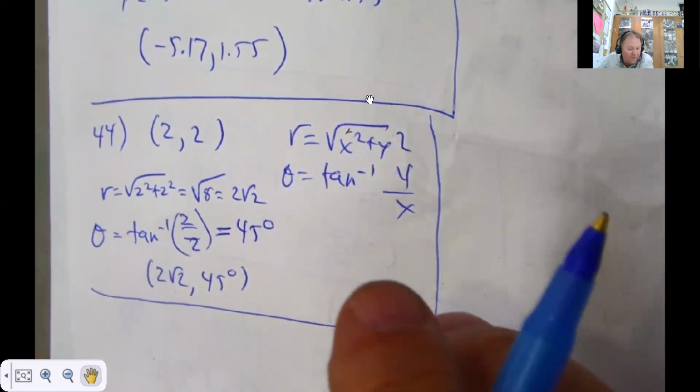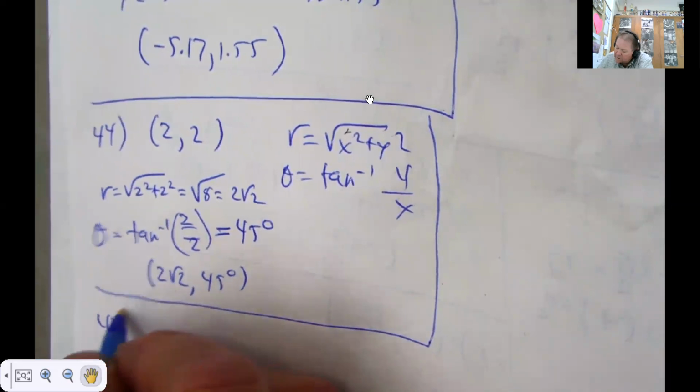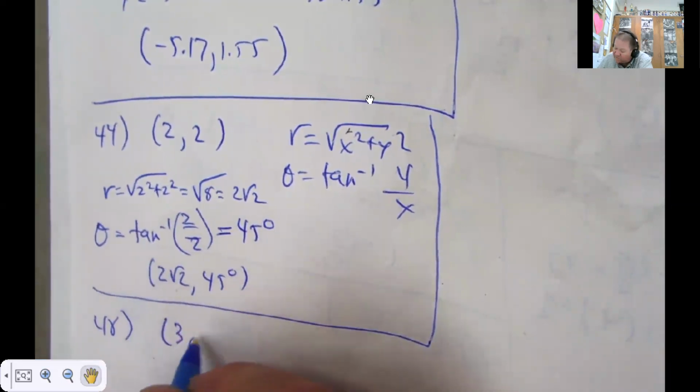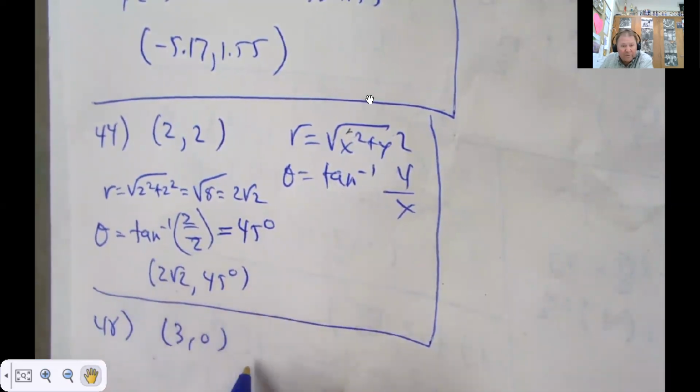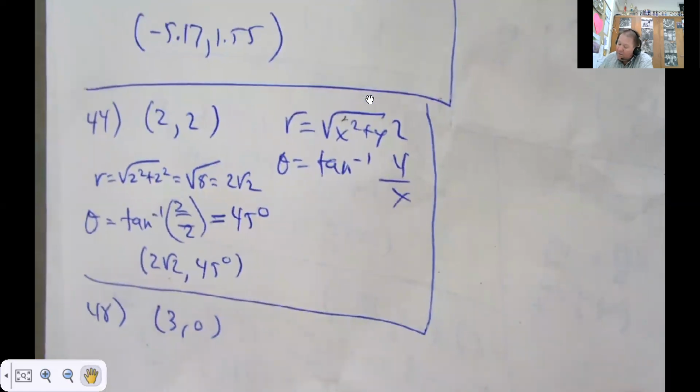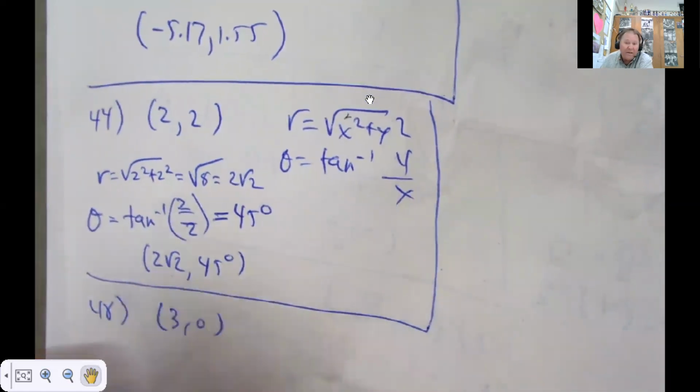That'd be fine. 48. And I want to talk about this. This is 3, 0. Does everybody see if I go 3 to the right and up and down 0? Does everybody see that's going to be 3 comma 0 degrees? I hope so. But anyway, you should be able to just write 3 comma, all right.